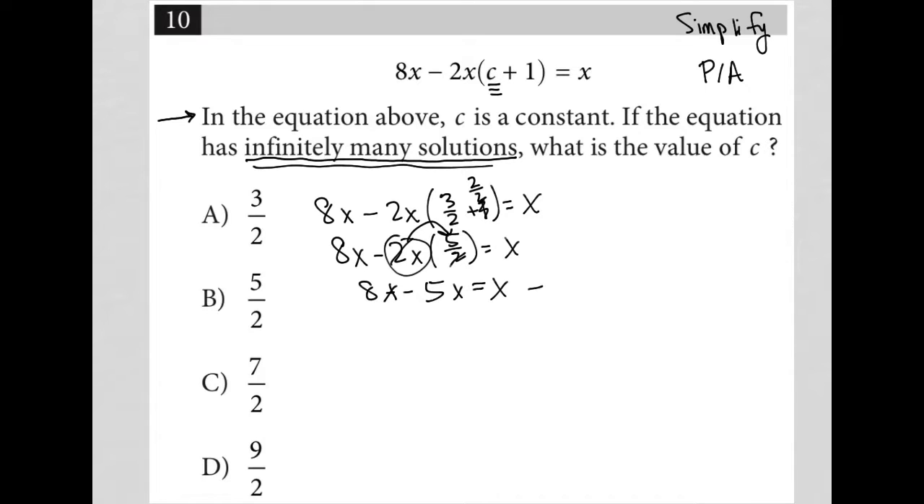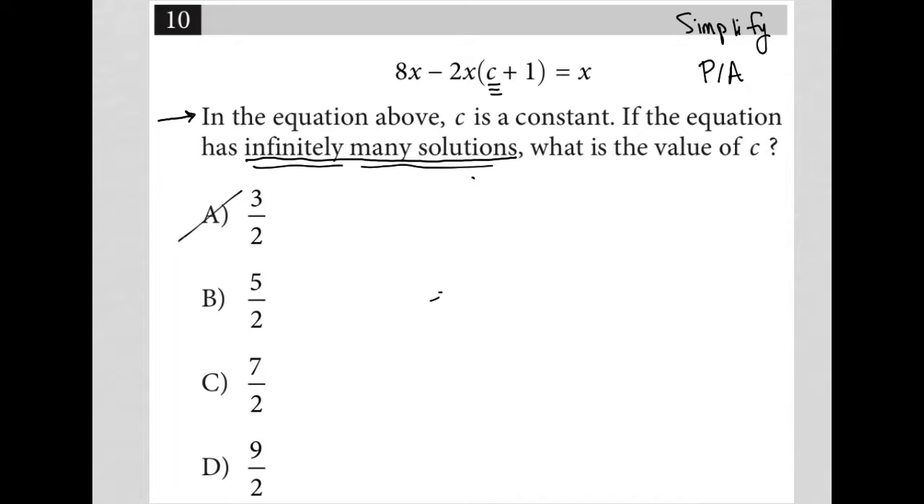This is not true, right? Because 8x minus 5x is 3x. 3x does not equal x, so choice A is gone. Let's try the exact same thing for choice B. Choice B, again, I have 8x minus 2x. C is now 5/2. I'm going to just call this 2/2 instead of 1. Hopefully you understand why.